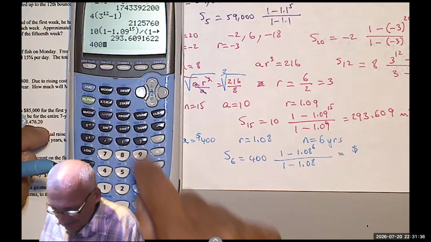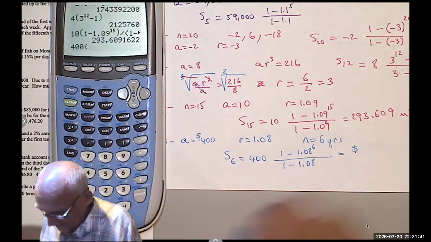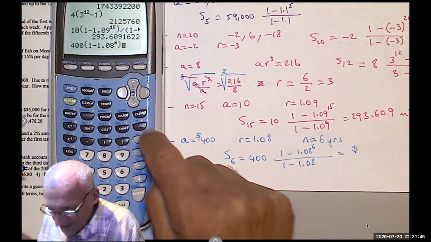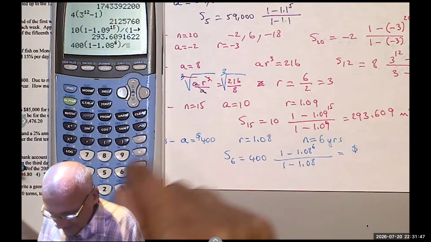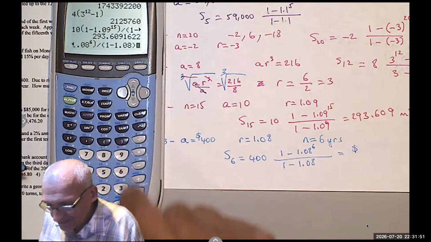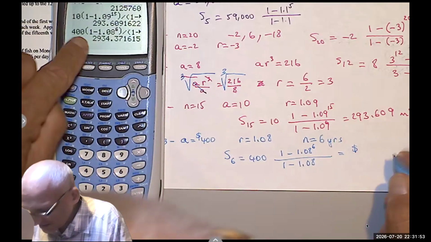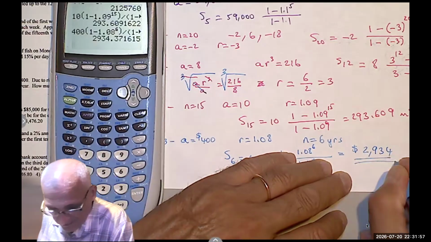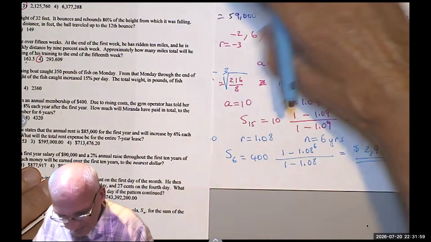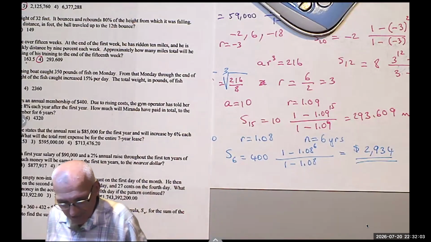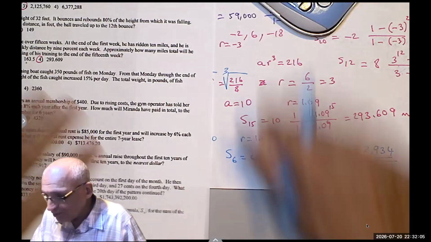400 times 1 minus 1.08 to the 6th power, divided by 1 minus 1.08. And I get, to the nearest dollar, $2,934. 2934 is number 13. Still have two more.